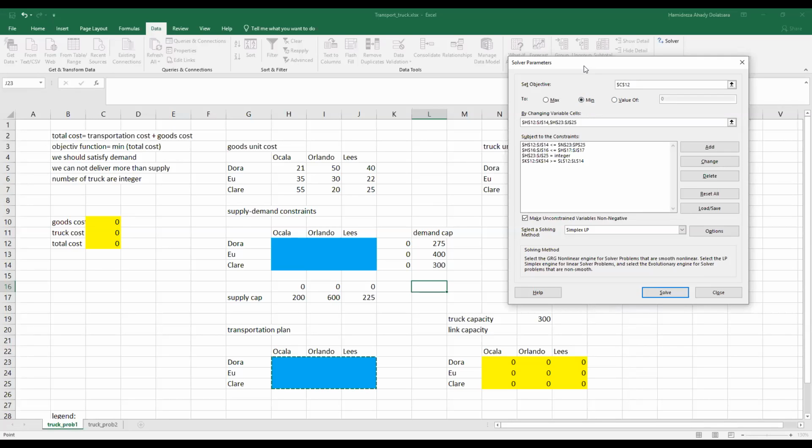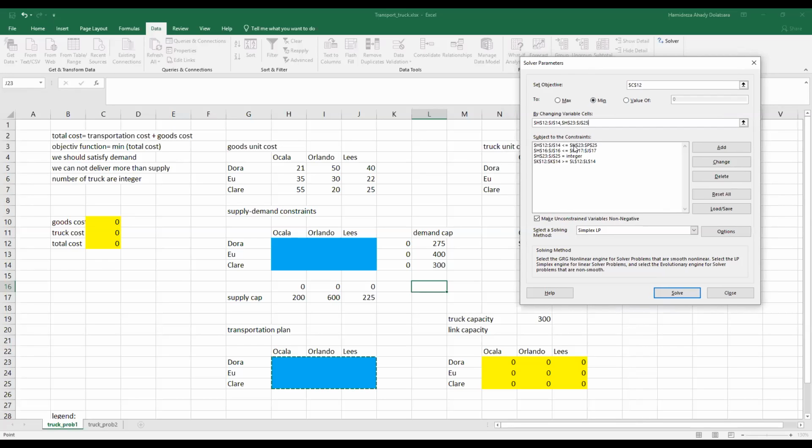So let's see. The first one is a little complex. Let's just skip the first one, I'll go back later. Look at the next one. I said H16 up to J16. These ones.